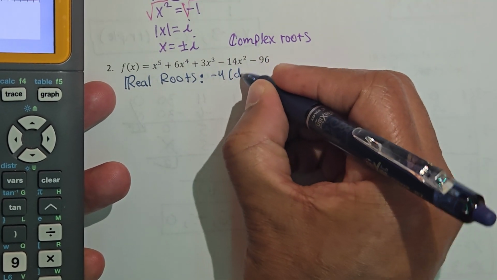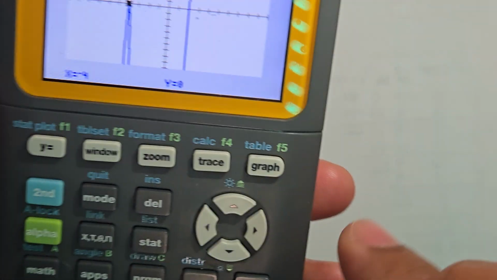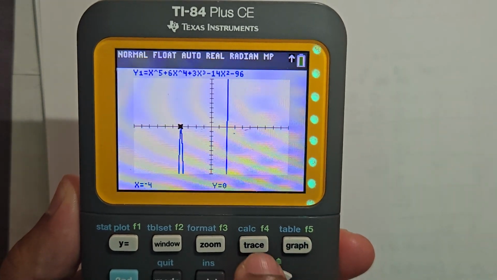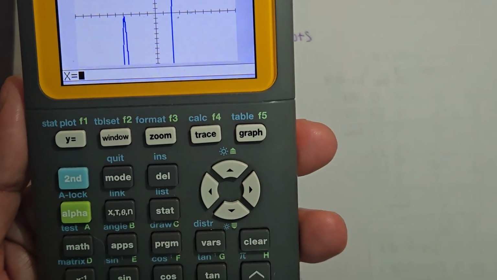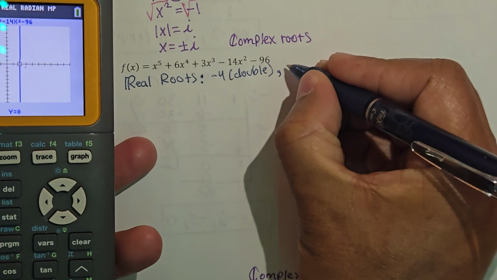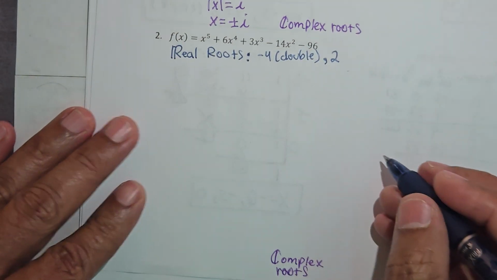So this one is a double, which means we get to use it twice with synthetic division. And the other solution, let's test it again. I'm going to press second trace 1. We want a +2. So enter 2 and then press enter, and it gives us a 0 for y. So the other solution, we see that it's a real number, is +2.